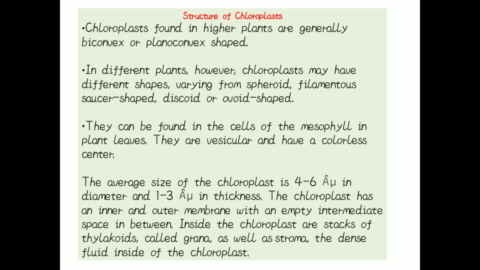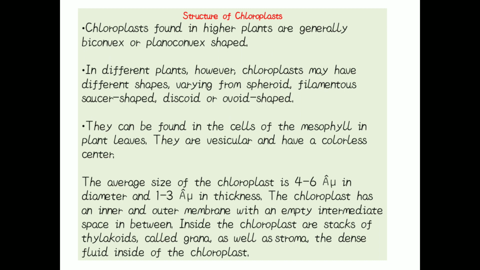Structure of chloroplast. Chloroplasts are found in higher plants. Generally, the structure is biconvex or plano-convex. It may be spherical also. In different plants, chloroplasts may have different shapes: spherical, filamentous, saucer, discoid or oval. They are found in the mesophyll cells of plant leaves. They are vesicular and have a colorless center. The average size of the chloroplast is 5 to 6 nanometer and the diameter is 1 to 3 nanometer in thickness.